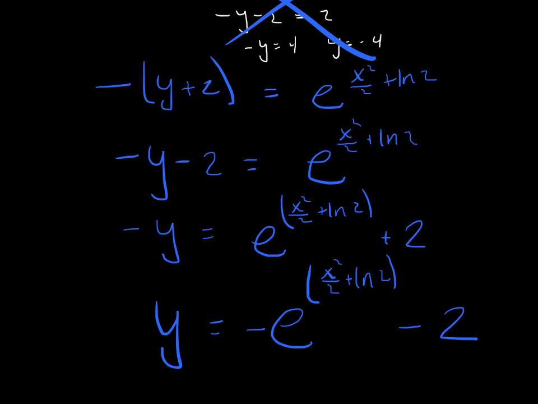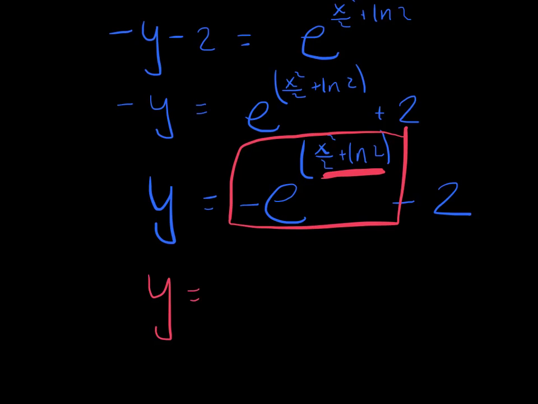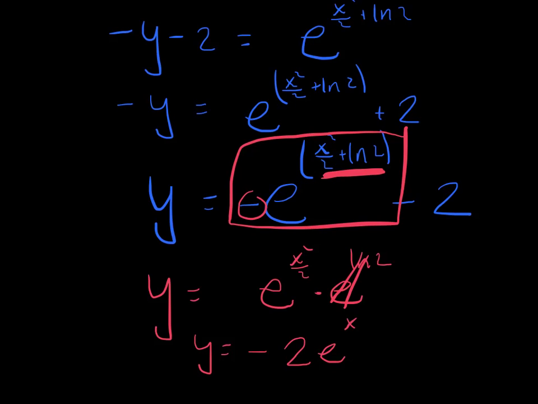Now, there's one other big deal in this problem, and that's right here. They're going to decompose this. And what do we mean by that? Well, when you see addition in the exponent, you can break that into multiplication. So I could say, ignoring this negative for a minute, e to the x squared over 2 times e to the ln of 2. That's a zap rule. So I really get y equals negative 2 e to the x squared over 2 minus 2. And there you have it.